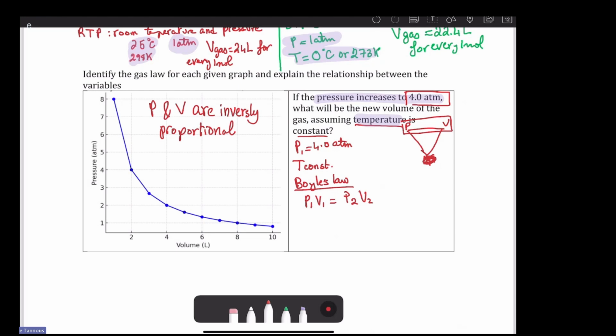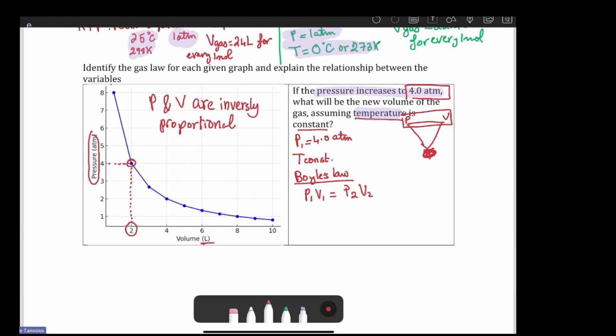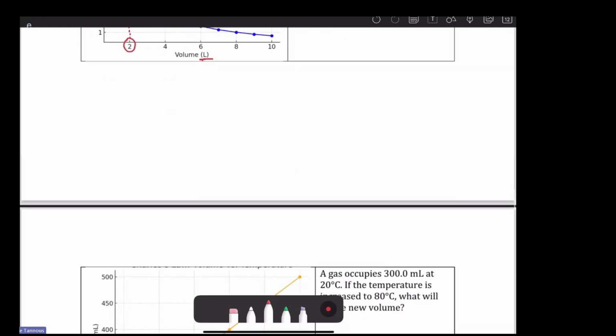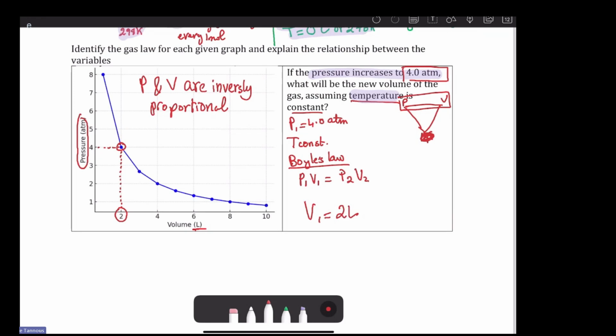Pressure is 4 atmosphere. So here's the pressure. Here's the 4 atmosphere. What will be the volume? The volume will be 2 liter. Okay? So here, there is no calculation in this question. It is just using the graph. So the volume will be 2 liter. So remember, this is the formula of the gas law.